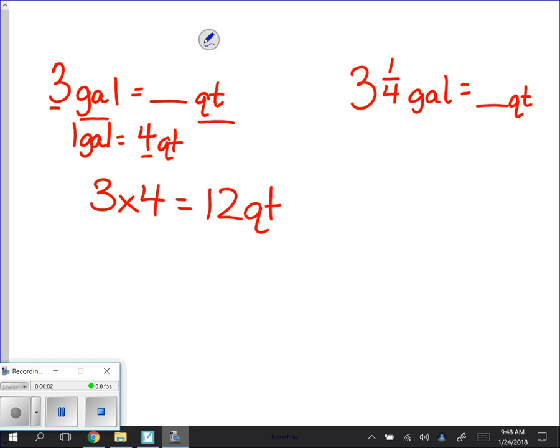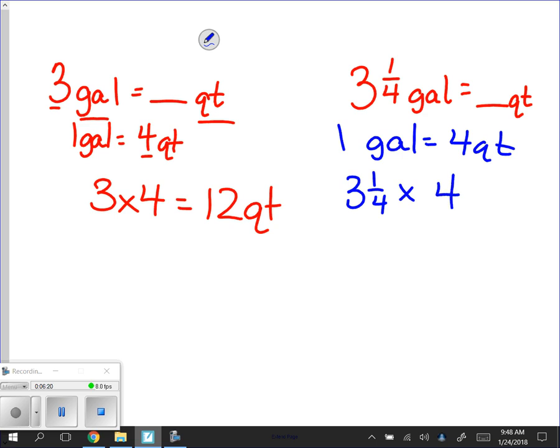Okay. So we know that in 1 gallon, you have 4 quarts. So you're having to change the gallon to 4 quarts. So it's 3 1/4 times 4. So when you multiply a mixed fraction by a whole number, this is one of the ways that you can do it. Like I said, this is one of those things that it's been a while since you've done it, so if you forgot how to do it, that's okay.